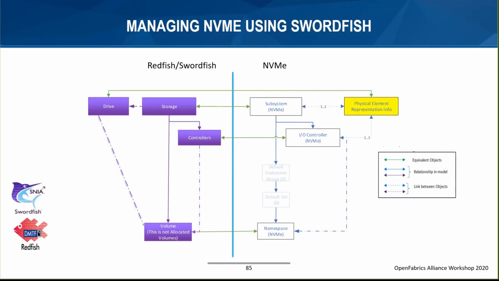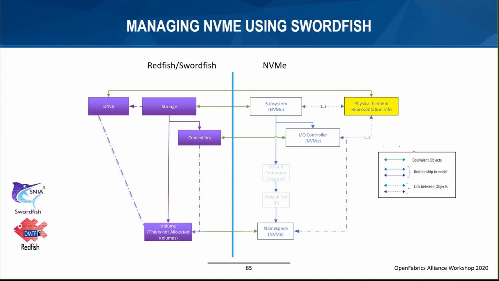The right-hand side of that blue vertical line is the NVMe device model. It is the local physical NVMe device, and the left side is the Swordfish, Redfish elements. The green arrows show the 1:1 mapping between both worlds, and the purple and blue lines show the relationship between the components in each of the models.